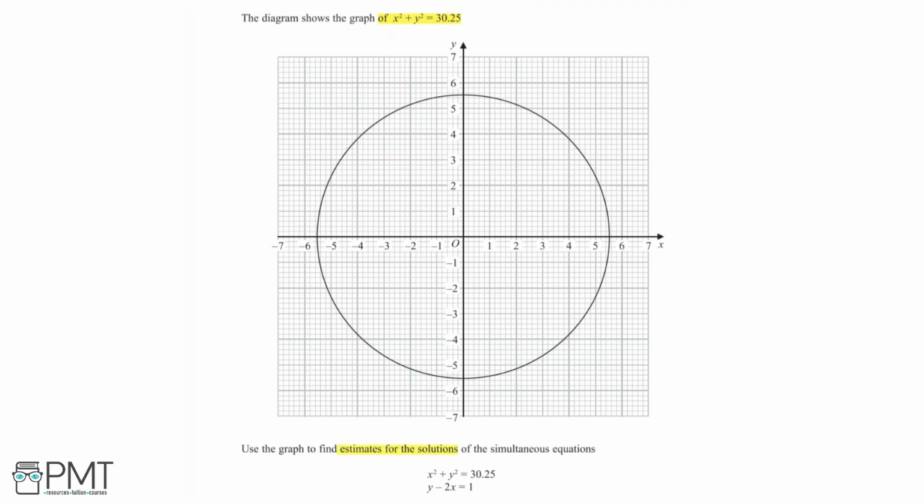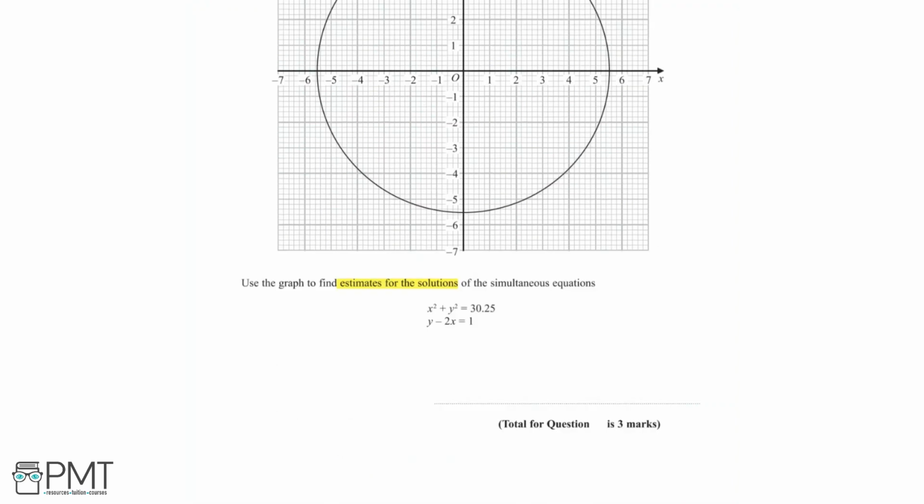Now let's consider what this question is asking us. When we're asked to find the estimates for the solutions of the simultaneous equations, we're being asked to find the points at which the circle and the line intersect. And so in order to find the points at which the circle and the line intersect, we need to draw the line on our graph. As you can see, the line has the equation y minus 2x equals 1.